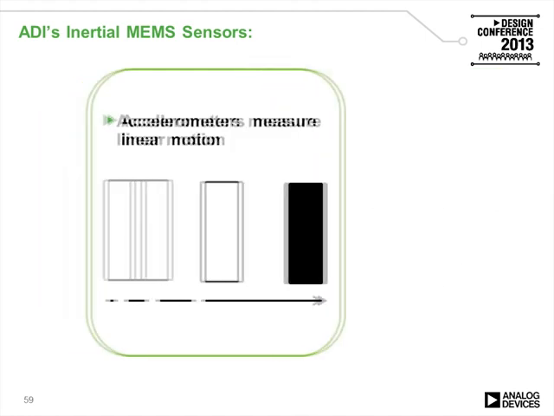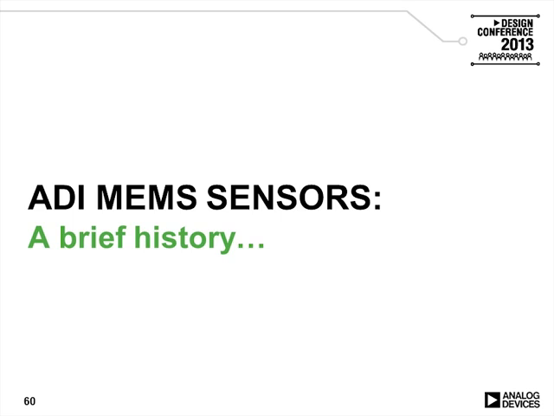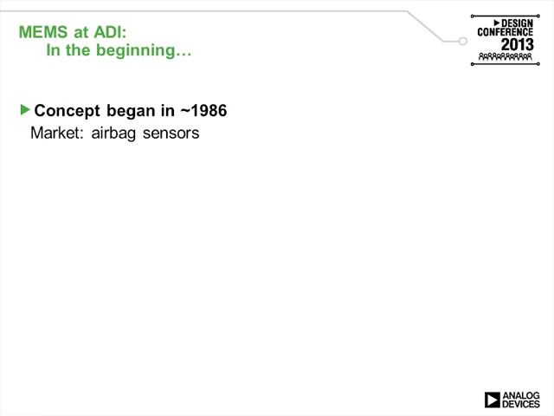So let's start by talking a little bit about accelerometers. Today, Analog Devices is one of the largest manufacturers of MEMS sensors, but how did we even get into the field of MEMS? Well, we started out in about 1986 with a product concept for an airbag crash sensor, so a sensor that would sense a crash in a car and send a signal to deploy the airbag.